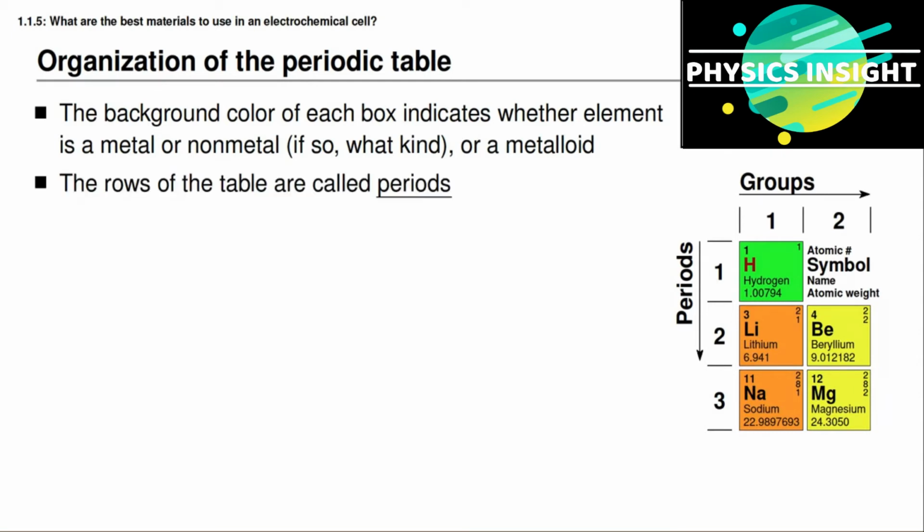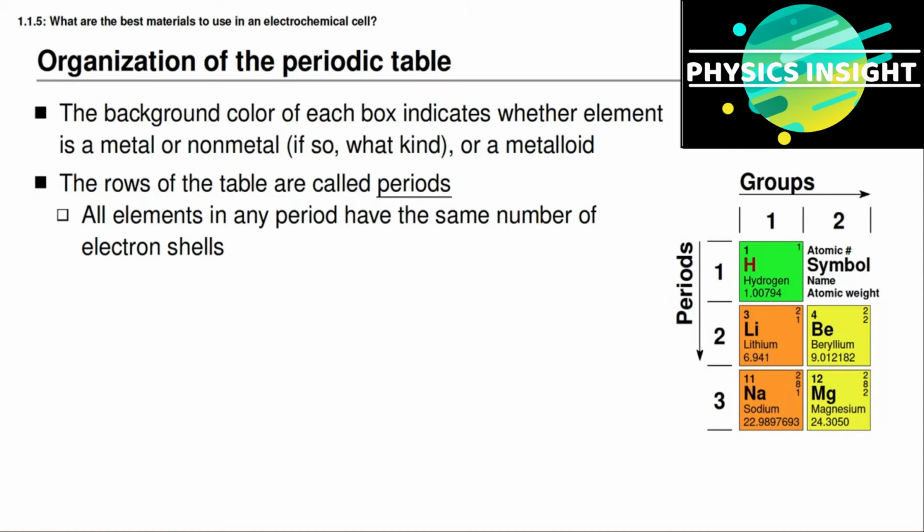The organization of the table is important. The rows of the table are called periods. All elements that share the same row are in the same period and have the same number of electron shells. Therefore, we can say that the row or the period of an element is equal to the number of electron shells surrounding the nucleus of that element.